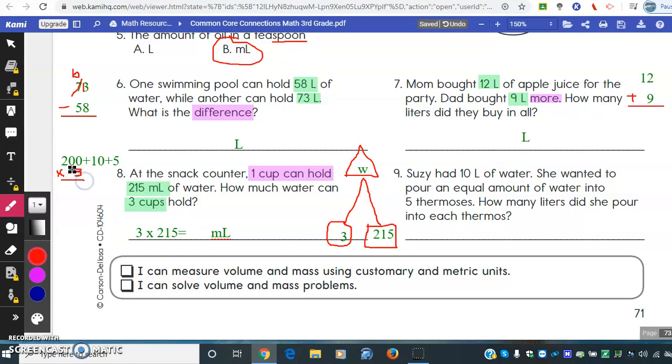Ignore the zeros. Multiply 2 times 3, 6. Stick the zeros back on your answer, and you have 600. Now let's do the next one times 3. 10 times 3, that's supposed to be a times sign, is 30. We can do that. That uses our 3rd grade skills.